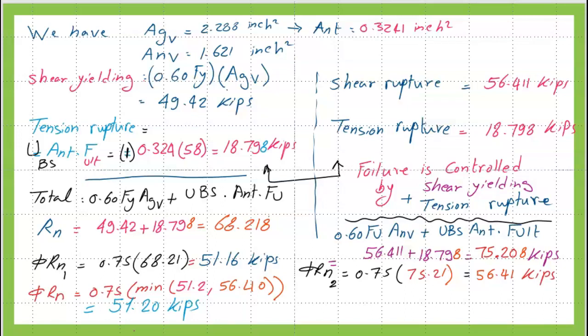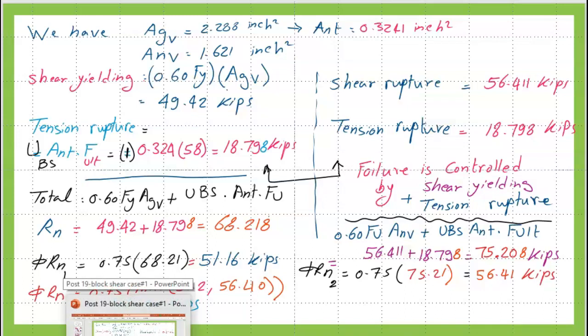The tension rupture equals UBS by F ultimate by ANT. The UBS value equals 1, ANT equals 0.3241 inches squared, and the F ultimate is 58 KSI. The total value of tension rupture will be equal to 18.798 kips. Adding the value of shear yielding and tension rupture will give a total value of 68.218 kips. The value of shear yielding and tension rupture, we call it R sub N1.